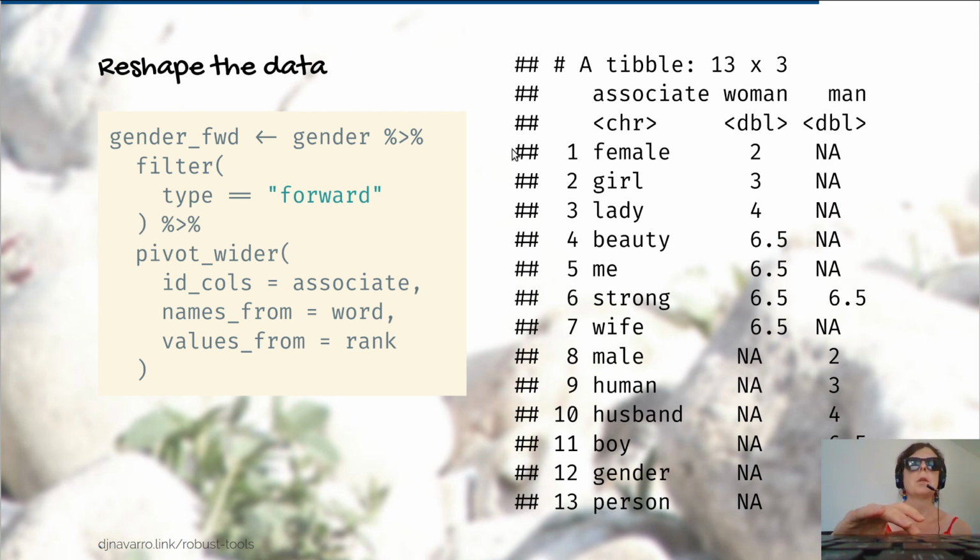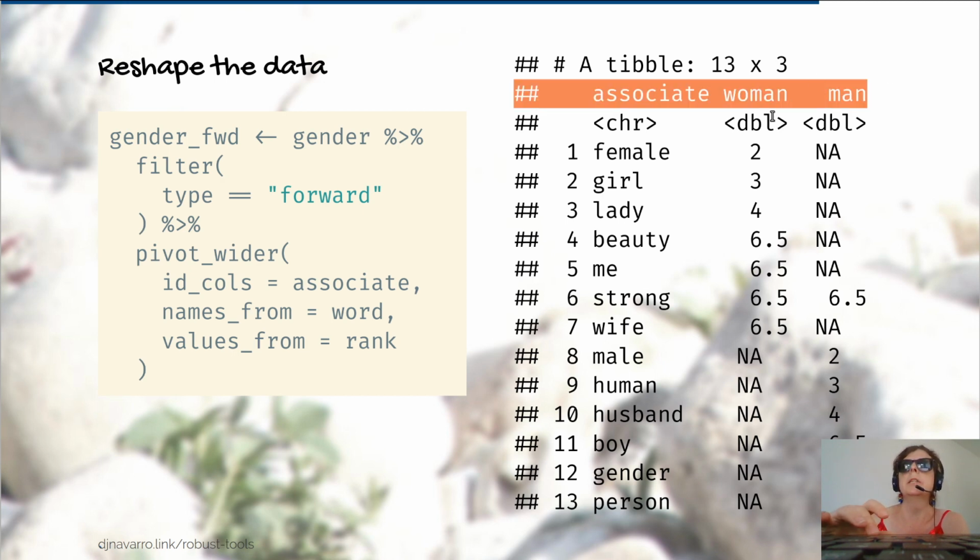So the associate is going to stay the same because it's an ID column. That's just telling you what is the word to which woman or man is associated. The names come from word, so that gives you woman over here and man over here. So the word is indicating which thing is being associated to. And the values are just the ranks.